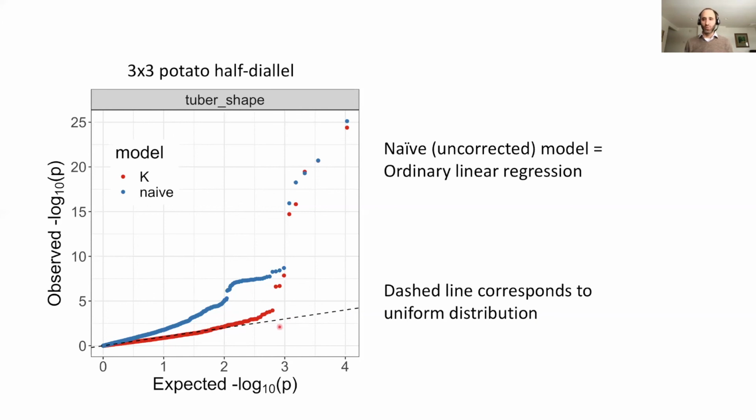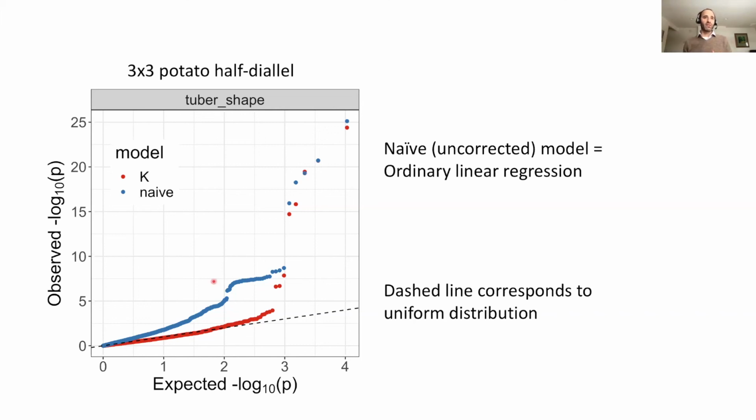The dashed line is the one-to-one line. Under the null hypothesis, all of your p-values should fall on that line. This shows what was actually observed when we analyzed tuber shape in potato. The red is the K model, and you can see how it hugs the dashed line pretty well until you get to pretty high minus log p-values. Then you get a strong deviation, which is what you expect: you want most of your markers to be null, not significant, and then a couple that are far off that line.